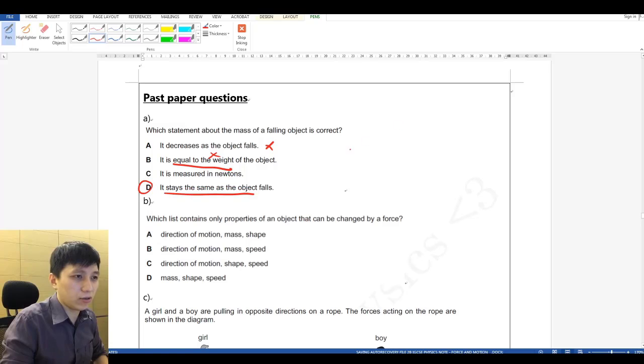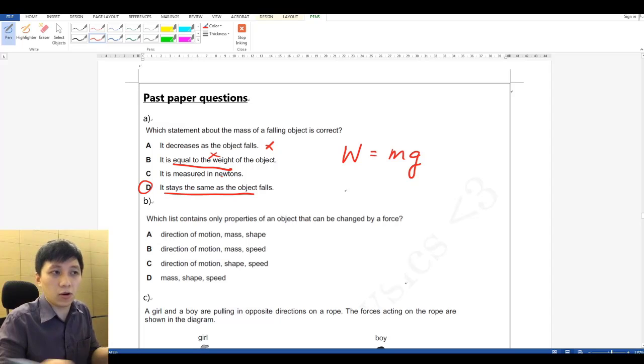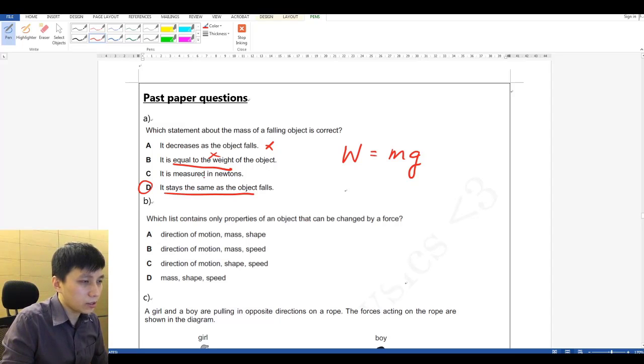later on when you learn, you will know that weight actually equals mass times gravitational acceleration, m times g. So weight is actually a force, not mass. Mass is in kg, so they would never be the same thing. Weight is measured in Newton, and like I said, mass is measured in kg, so the answer is D.